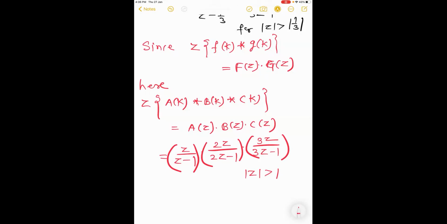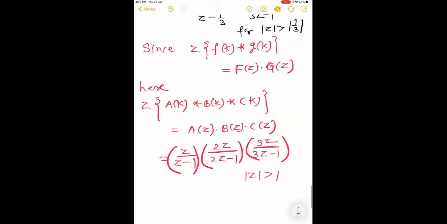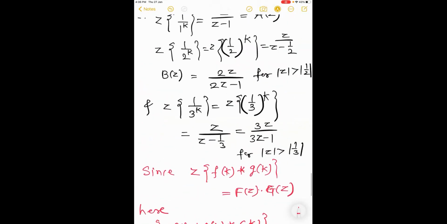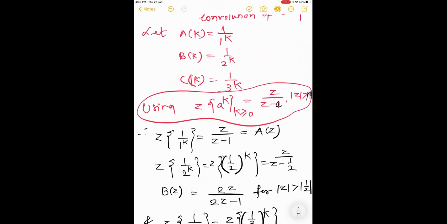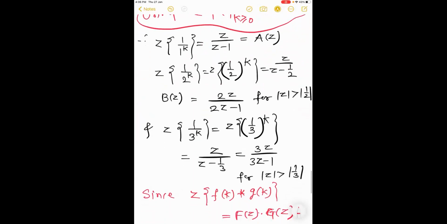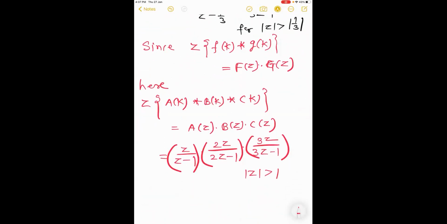Please do it along with me and it will be there in the notebook, and you can refer to it while solving the examples based on that. So this is one example where the convolution property is used. Likewise, multiplication by k, division by k, convolution, multiplication with e raised to minus ak, and so on, will be used for finding the z transform of the given expression.